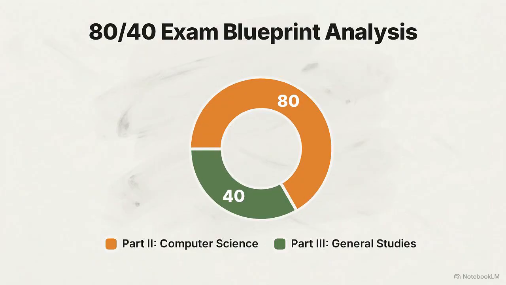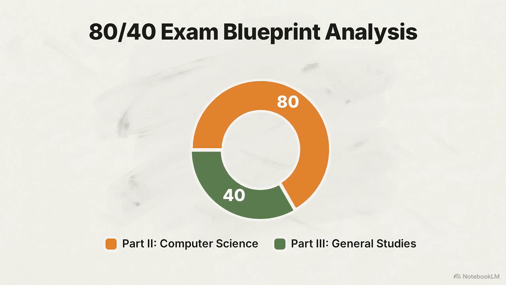Let's break down that total. The bulk of the test is Part 2, an 80-mark computer science section. While the syllabus is rooted in NCERT higher secondary topics, the problems are designed to test at a graduate difficulty level. The remaining 40 marks belong to Part 3, General Studies. This section requires you to shift your focus to primary mathematics, general science, geography, and the Indian national movement.